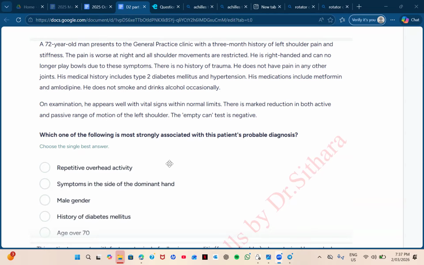Medications include metformin and amlodipine. He does not smoke and drinks alcohol occasionally. On examination he appears well with vital signs within normal limits. There is marked reduction of both active and passive range of movement in the left shoulder. The empty can test is negative. Which one of the following is most strongly associated with this patient's probable diagnosis?